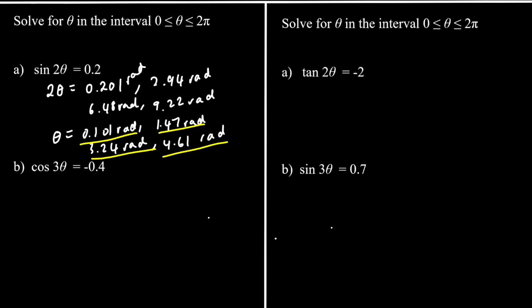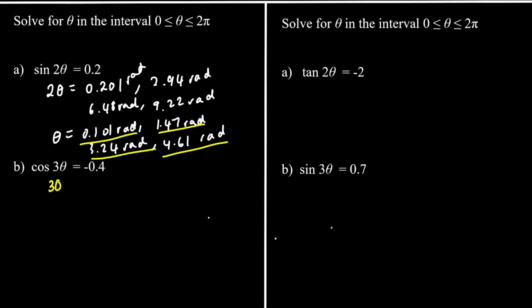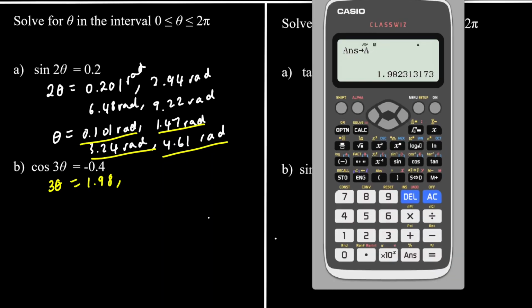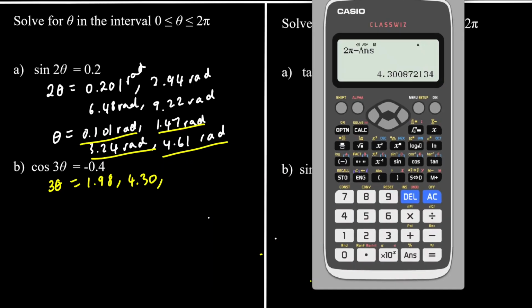The next one, cos 3 theta equals negative 0.4. So because it's 3 theta, we're going to have to go 3 times as far. Shift cos negative 0.4, which is 1.98. Save as A. So 3 theta is 1.98. The second answer is 2 pi minus the first answer, 4.30. Store as B. So we've got our first two answers.